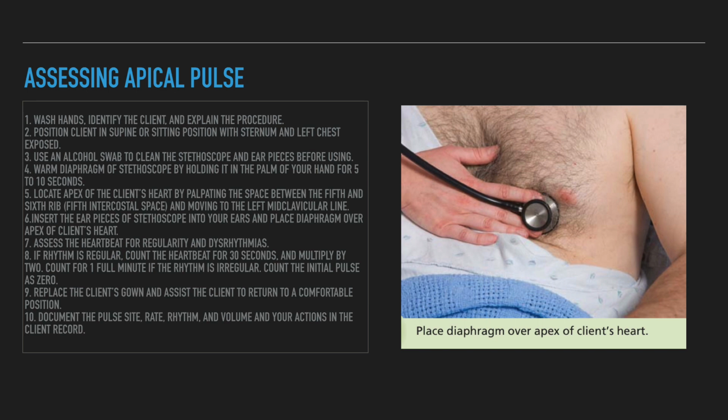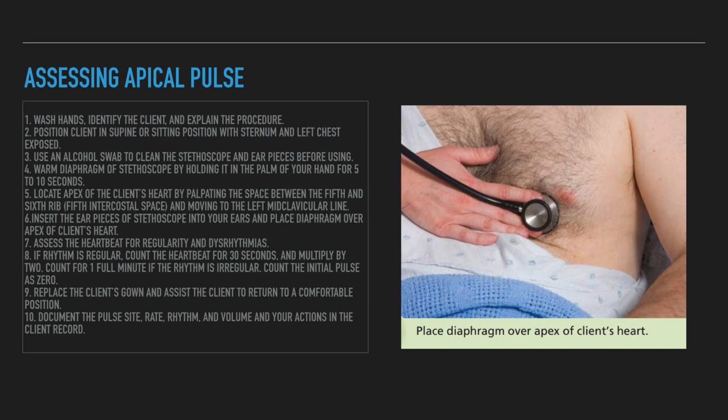Next, use an alcohol swab to clean the stethoscope and earpieces before using. Rationale: maintains asepsis. Then, warm diaphragm of stethoscope by holding it in the palm of your hand for 5 to 10 seconds. Rationale: a cold metal or plastic diaphragm can startle the client when placed directly on the chest. This could alter pulse rate.